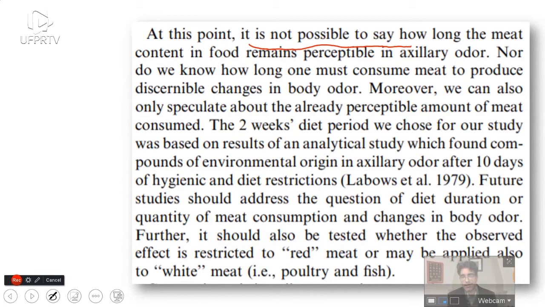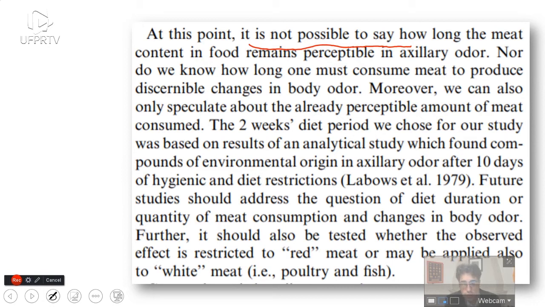This is not a bad thing. It just means that they don't know. Through their research, it's not possible. It was not part of their design to say if the smell changes over time, or perceptible, or how long. And they also say, nor do we know how long one must consume meat to produce discernible changes. So if you have to have meat every day, then it is a change. They don't know that. It's not part of their design. It wasn't their research question.